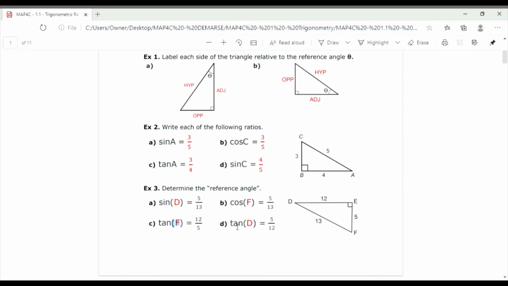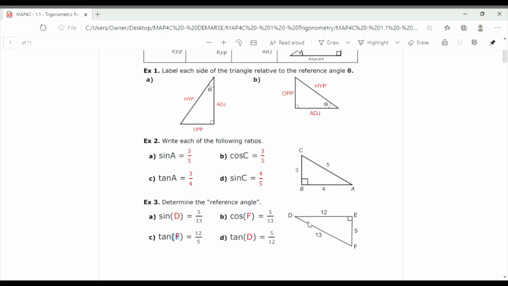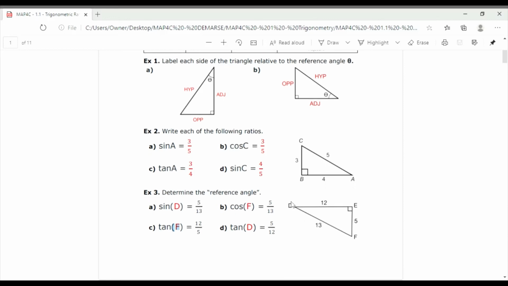And lastly, 3d, tan of which angle is equal to 5 over 12? Again, tan is opposite over adjacent. So from which angle's perspective is 5 opposite and 12 adjacent? 5 is opposite to D. 12 is adjacent to D. So that would be the case from angle D.